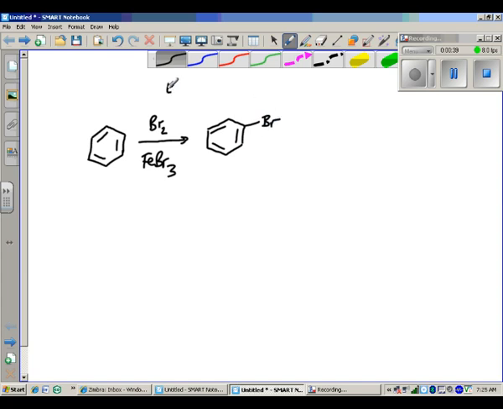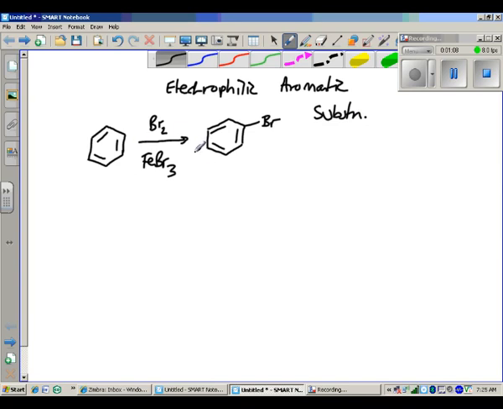Hence the name electrophilic aromatic substitution. Electrophilic, because we're using an electrophile. Aromatic, from the aromatic ring. And substitution, because of course it's substitution that we're doing versus addition.